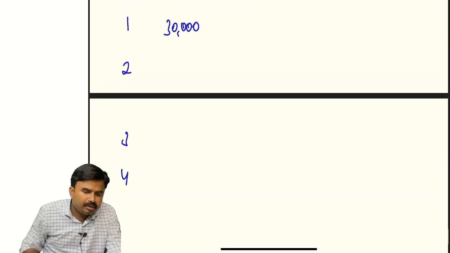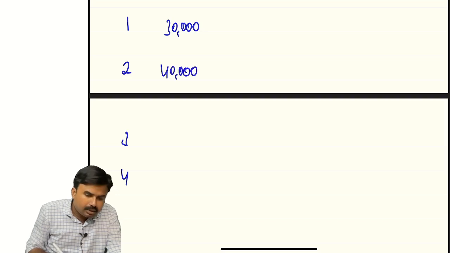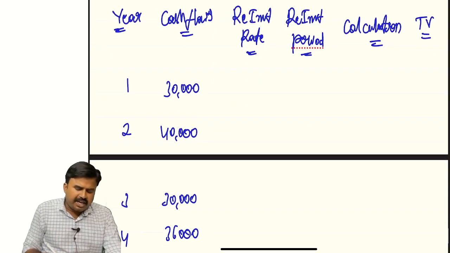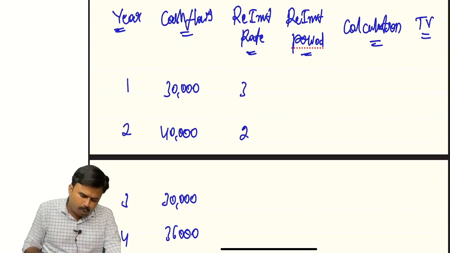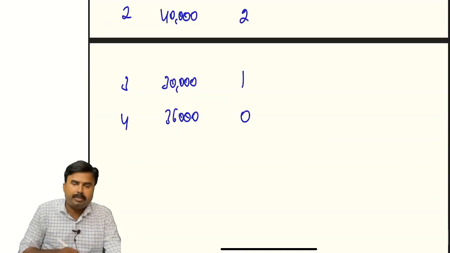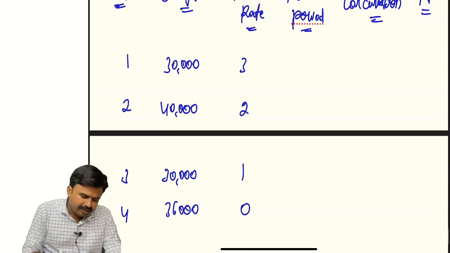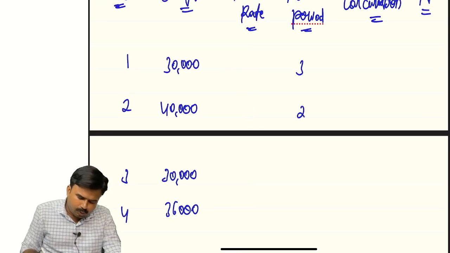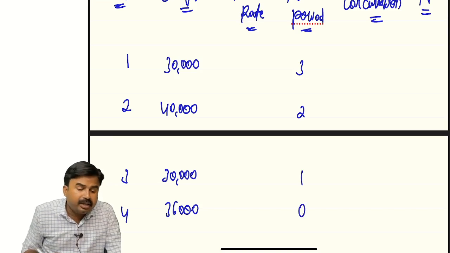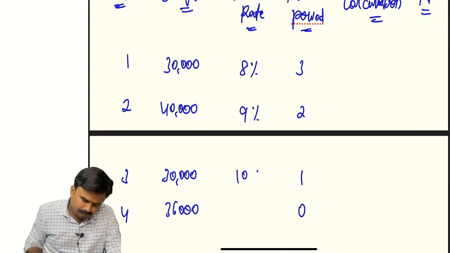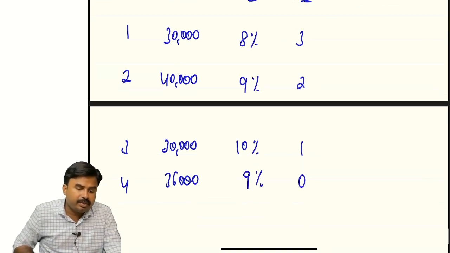Second year 40,000. Third year 30,000. The first year ending cash flow can be reinvested for 3 years, second year 2 years, third year 1 year, and the fourth year ending cash flow cannot be reinvested again. Fourth year ending cash flow remains the fourth year ending cash flow only. So I have taken here 3, 2, 1, 0. Let me take the reinvestment rates 8, 9, 10, 9. These are my reinvestment rates.